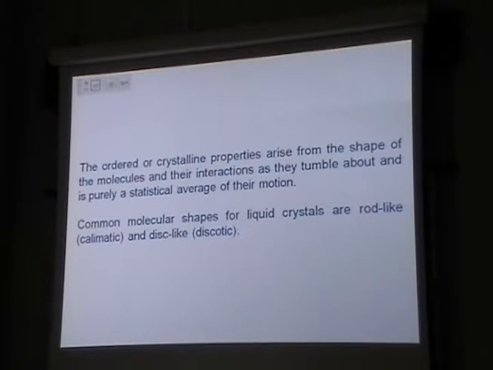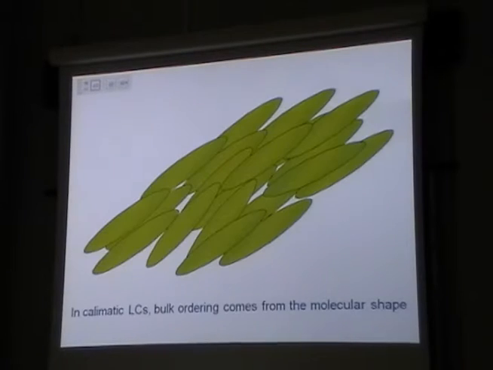We know that essentially the molecular shape of the molecules gives us a particular orientation, a preferred orientation, a statistical orientation. Therefore, if we take something like a rod-shaped calamitic liquid crystal, we can essentially see the molecules line up in the preferred direction, and therefore we can get a bulk crystalline effect from what is fundamentally a liquid material.